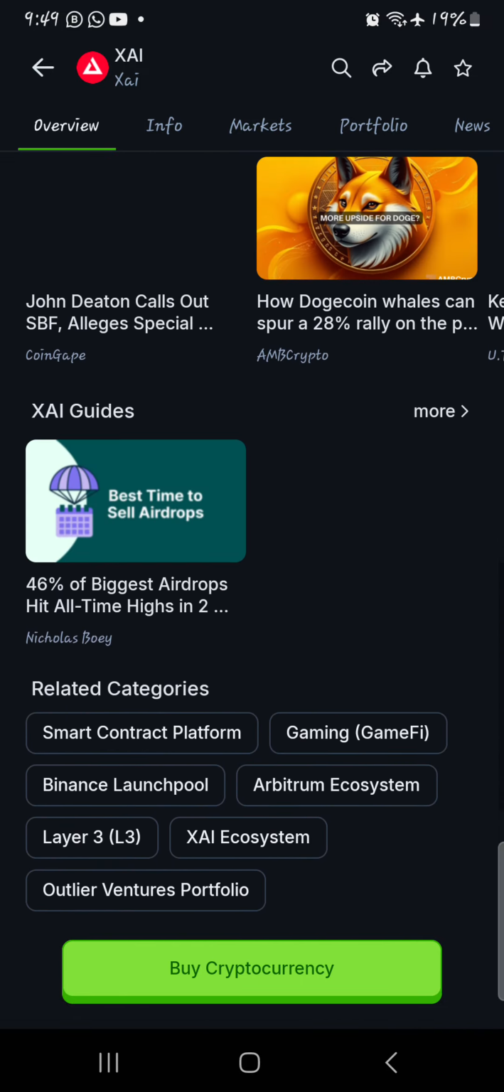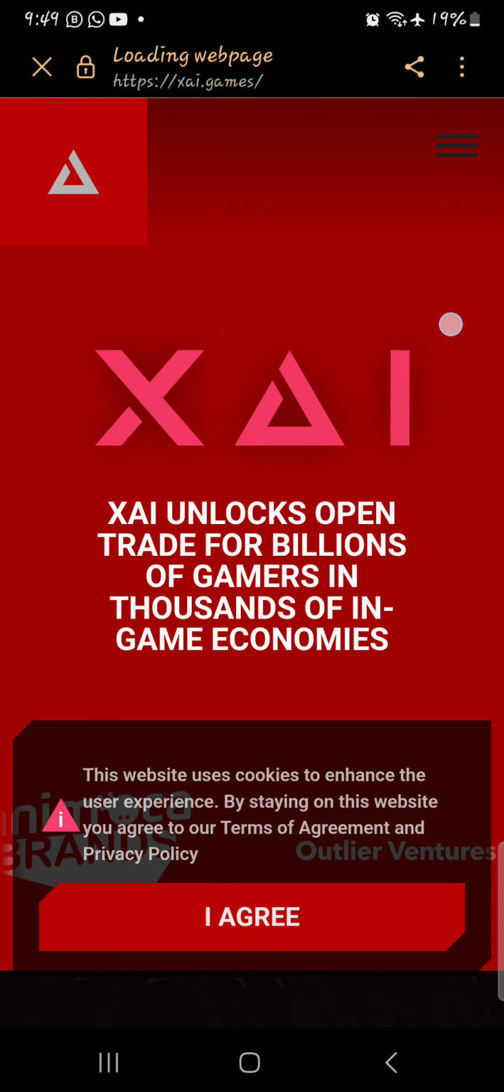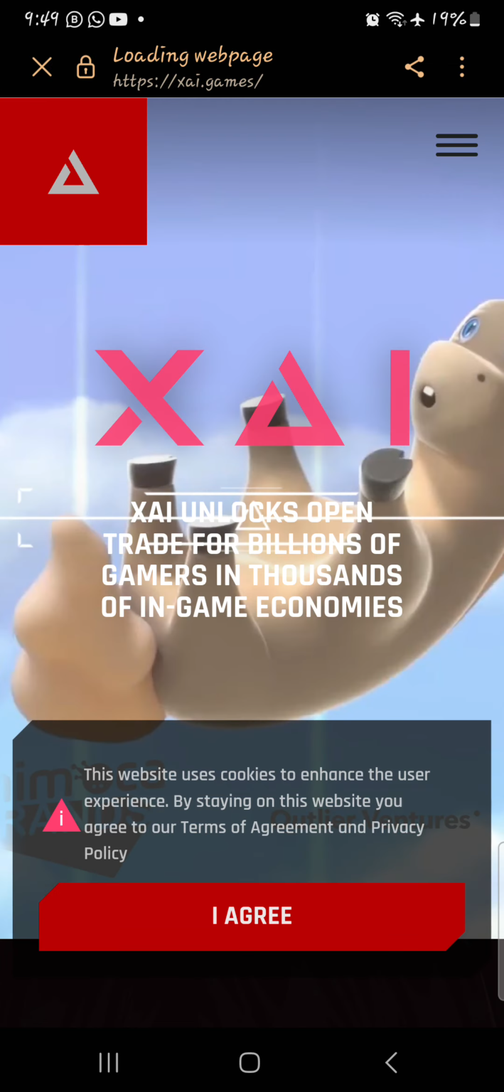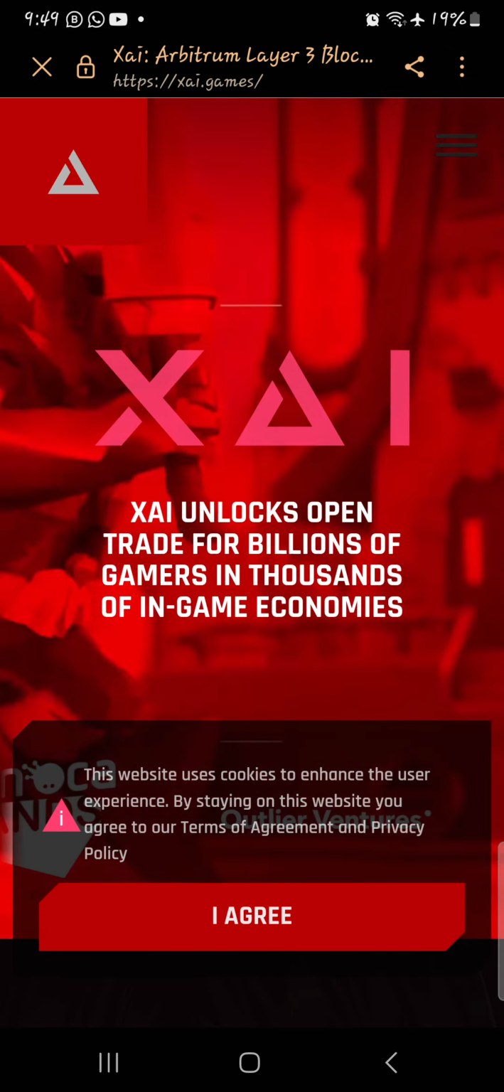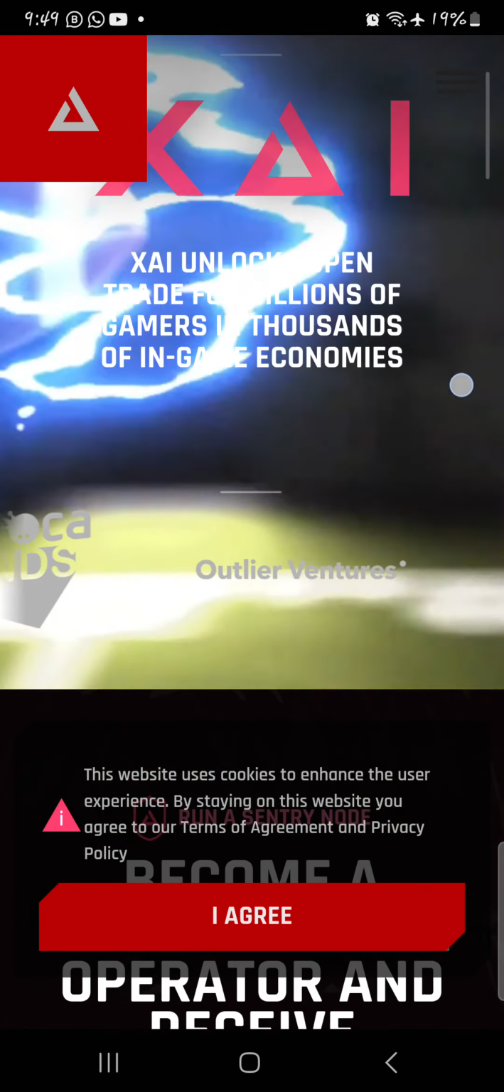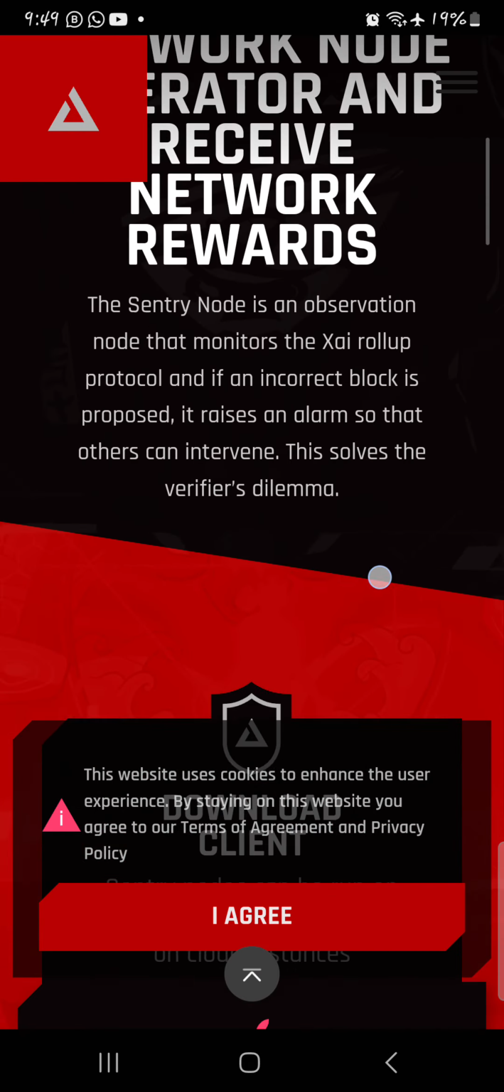Is that Arbitrum? Let's see more information. To enable real economies and approachable video games, potentially be on... Okay, let's see their website. I don't think this is related to Twitter. But now Elon Musk talked about wanting to reinvent gaming. So he's interested in gaming and all of that. So this looks interesting for sure.